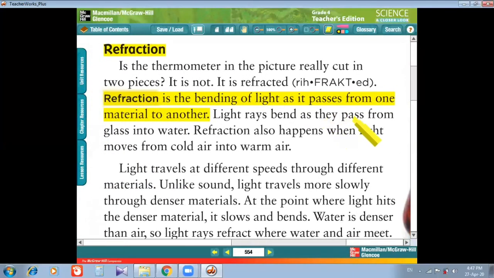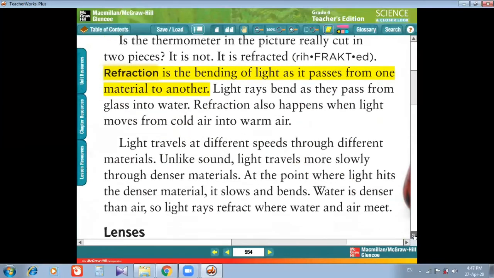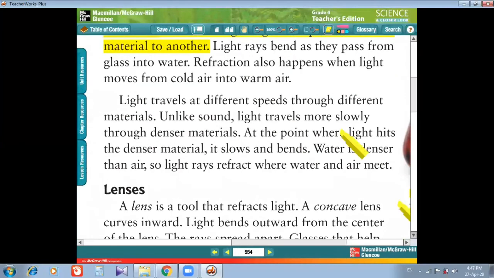Light rays bend as they pass from glass into water. Refraction also happens when light moves from cold air into warm air. So these are the cases when light is bent or light is refracted. Light travels at different speeds through different materials. The speed of light is different through different materials.